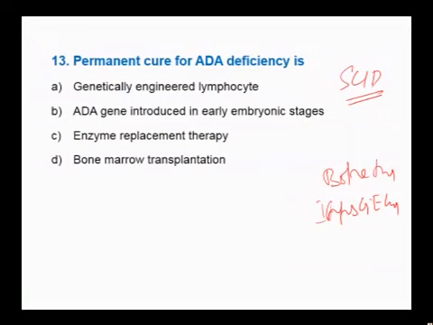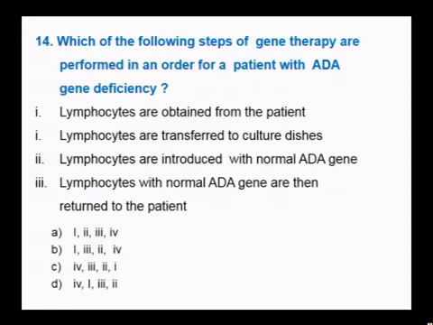ADA gene introduced in early embryonic stages. Generally any gene therapy done in germline cells or embryonic cells is a permanent cure. Hence ADA gene introduced in the early embryonic stage is a permanent cure for ADA deficiency. Even enzyme replacement therapy is only temporary, as well as bone marrow transplantation is also a temporary process.